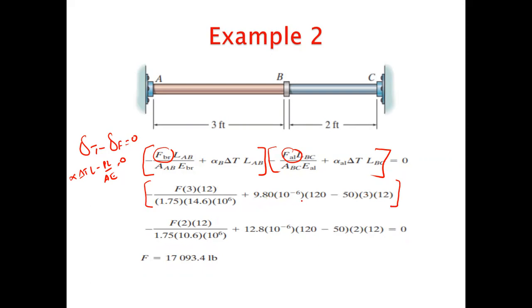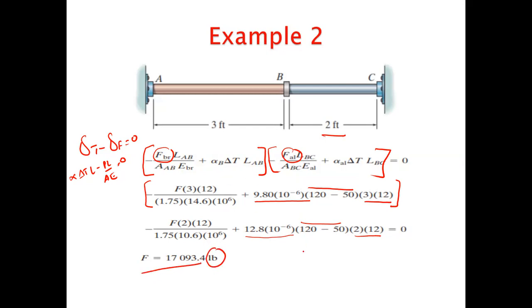Now alpha delta T into L. This is alpha, which is given, delta T and L. So the brass one has been done. Now for the aluminum, F times 2 times 12, this is the length, divided by 1.75 times 10 to the power 6, plus 12.8 alpha delta T and length. By solving this equation, we will get the answer in pounds, which is force.